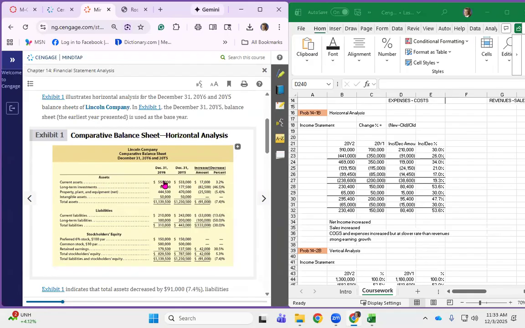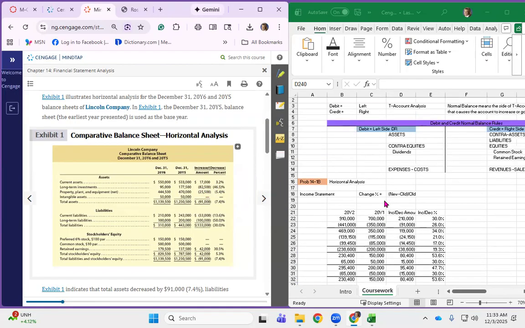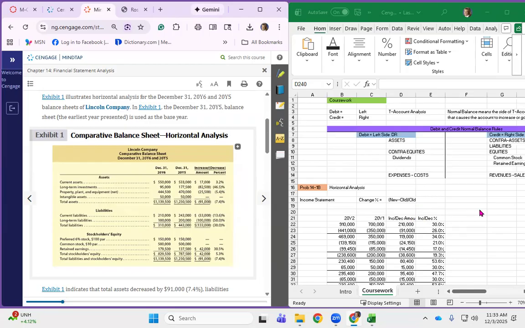So current assets, for example, from this year to this year actually increased by 17,000. So I think you can kind of see that this is some of what we were doing in the cash flow statement if you've had a chance to work on that a little bit. And then once we know the increase or decrease, then we're going to find the percentage of that increase or decrease. So I want to put down a formula here on my spreadsheet.